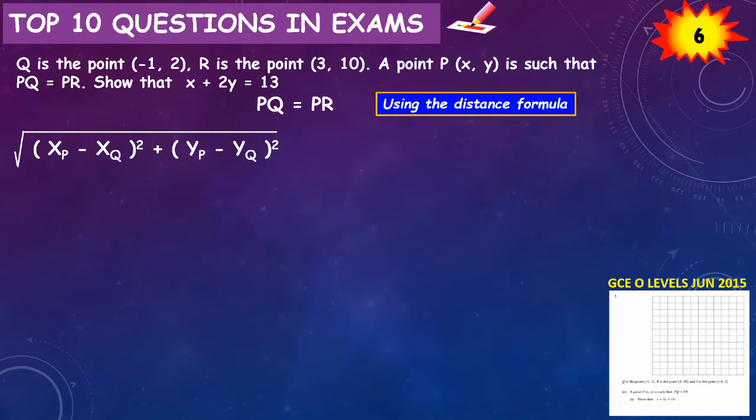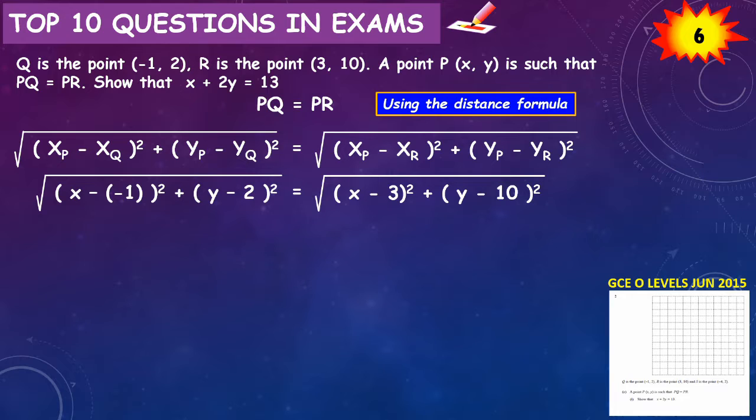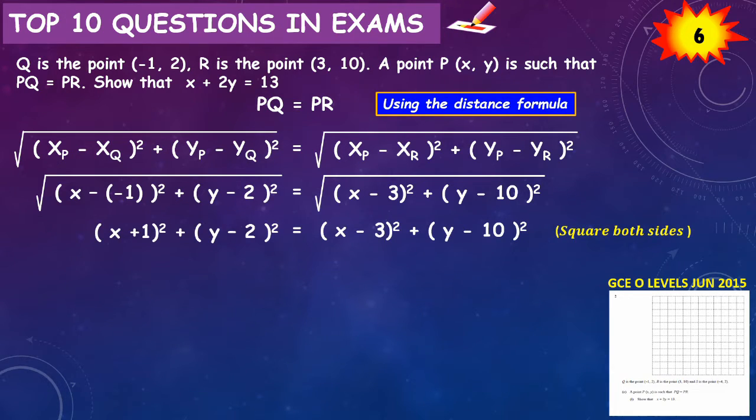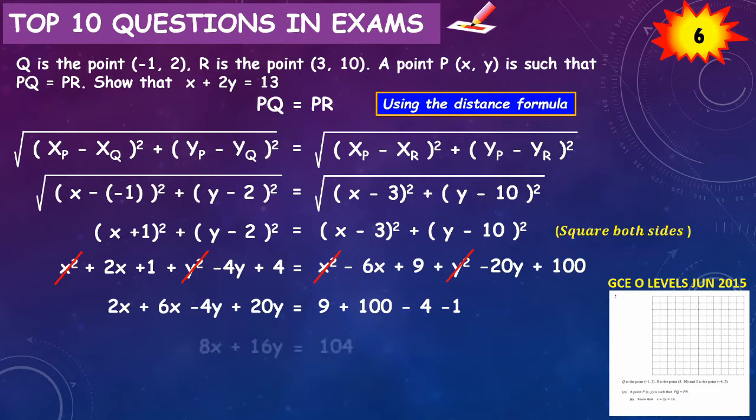Substituting x of P, x of Q, y of P and y of Q, we will get the distance of PQ. And substituting x of P and x of R, y of P and y of R, we will get the distance PR. We first get rid of the square root by squaring both sides. x squares and y squares can be eliminated, and then we simplify our equation, we will end up with the answer x + 2y = 13.